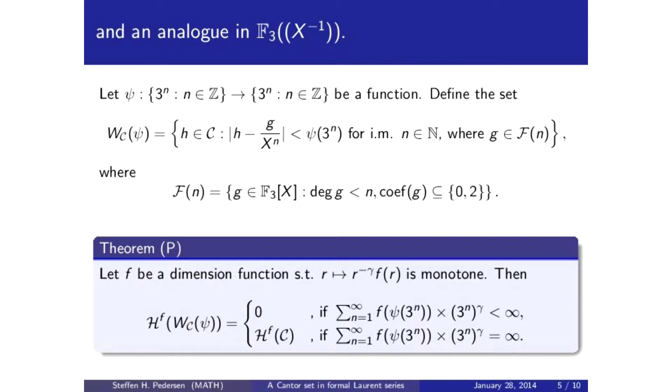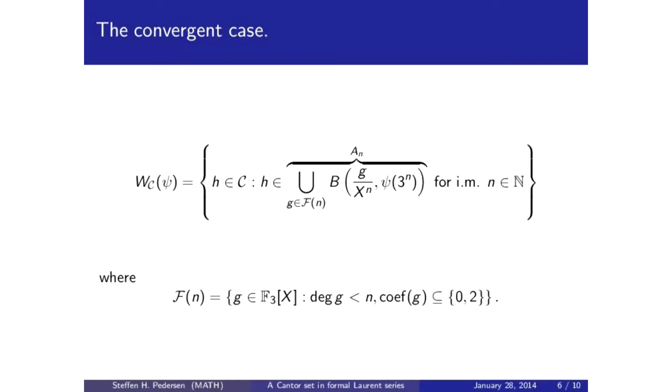Well, there are two parts: the convergent part and the divergent part. So first off, we rewrite our sets in terms of balls. So it's those elements of the Cantor set that are in infinitely many of these unions of balls. If we take the union and denote it by A_n, we see that it's the limsup of the A_n.